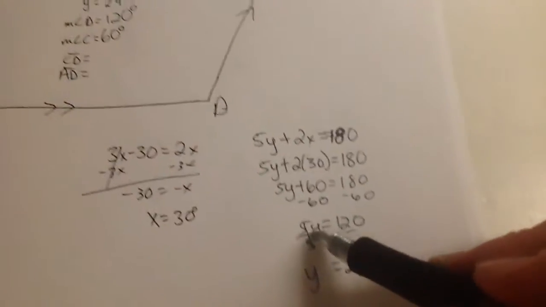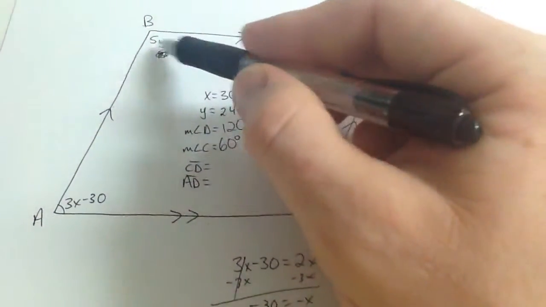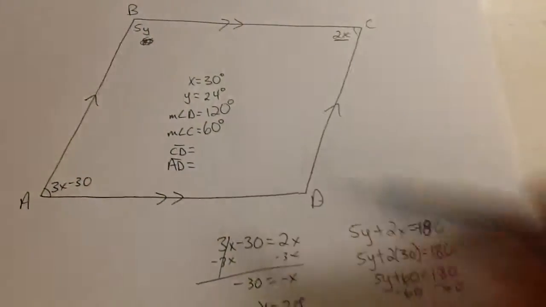Or right here, you had the answer too. 5y was equal to 120. Well, 5y is right there. That angle's 120. That angle's the same as that angle.